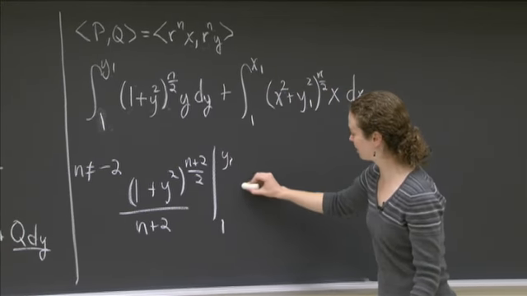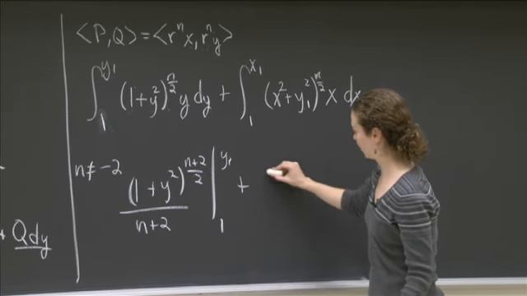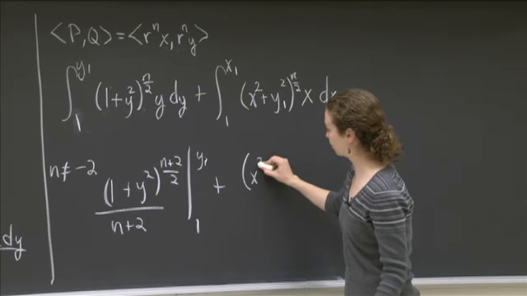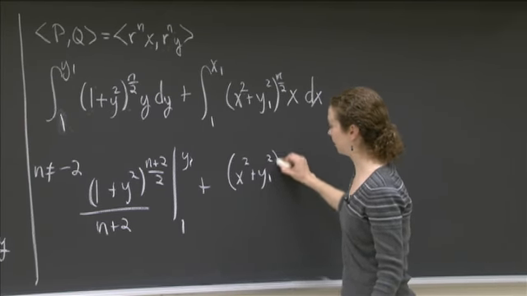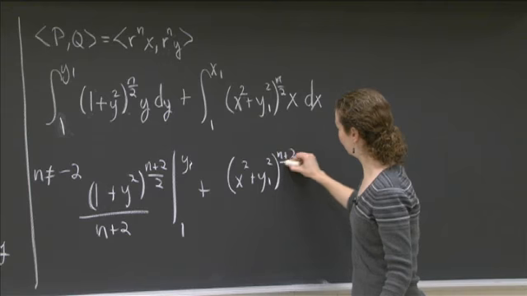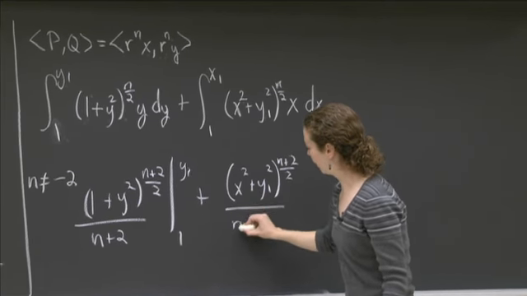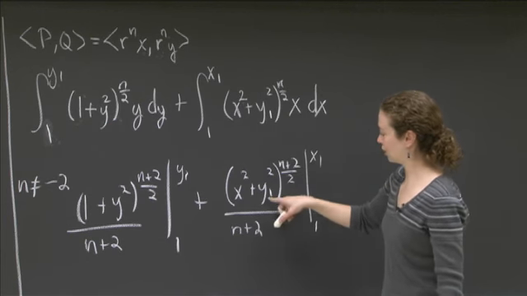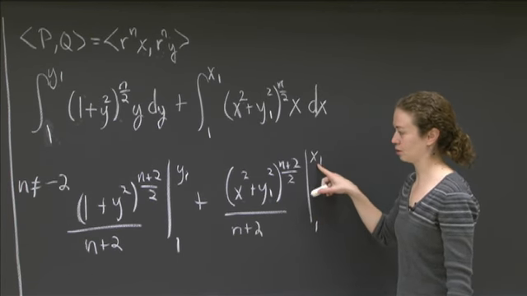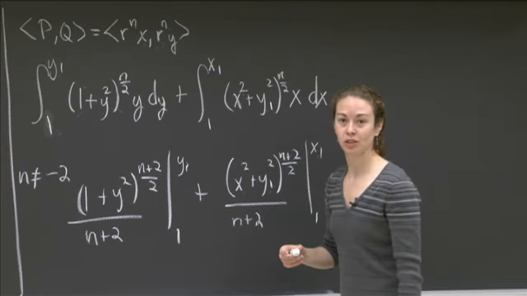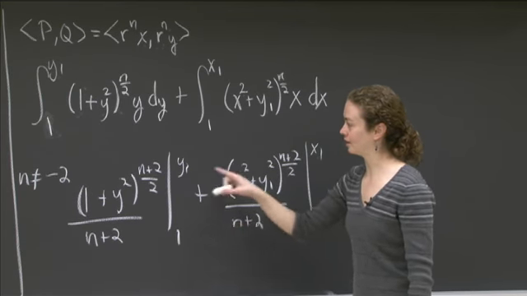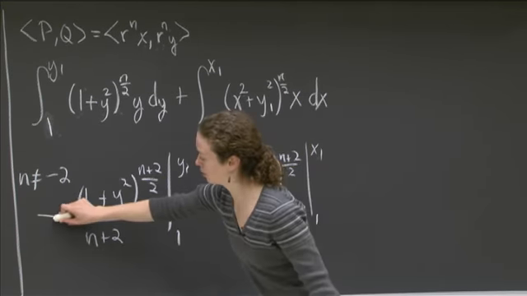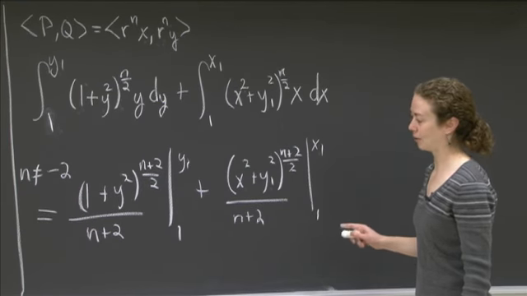And then this one, you get a similar thing there. But now the y1 is fixed here. So you get (x^2 + y1^2)^((n+2)/2) over n + 2, evaluated from 1 to x1. So here the y1's fixed, and it's the x values that are changing, and here the y values are changing. So when n is not equal to -2, I get exactly this quantity when I integrate these two terms. And so now let's see what happens.